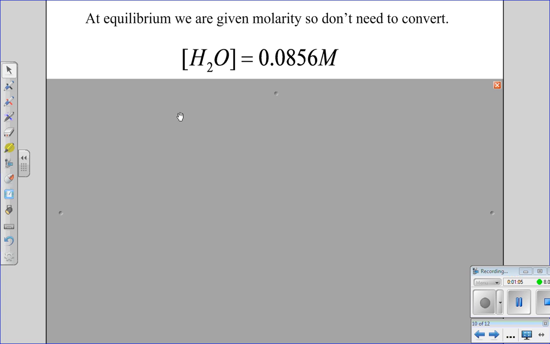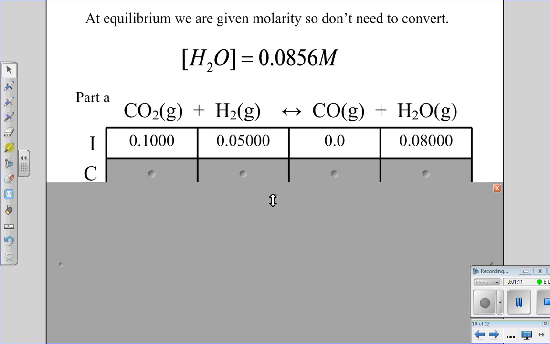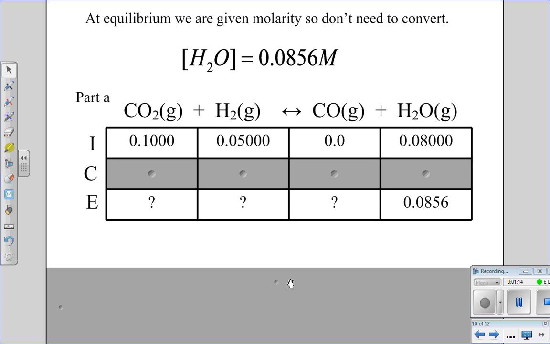That equilibrium, they just give us the molarity straight. We don't need to convert anything. So that means we are ready for an ICE table. So part A of your question is using the ICE table. And we know these concentrations. We just calculated these and we were given the one in the bottom. So then the question is, how do these things change?